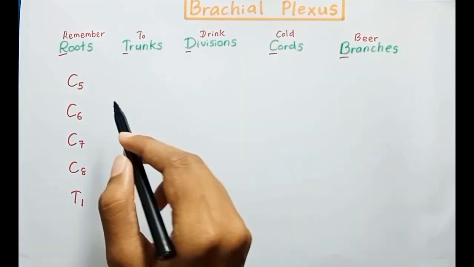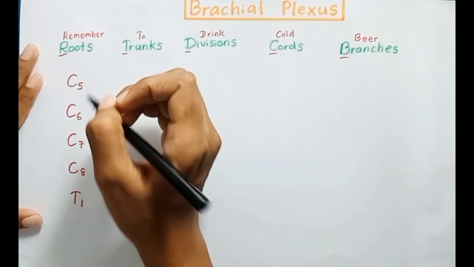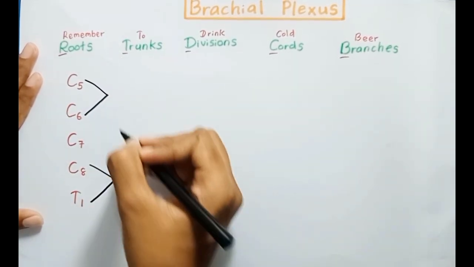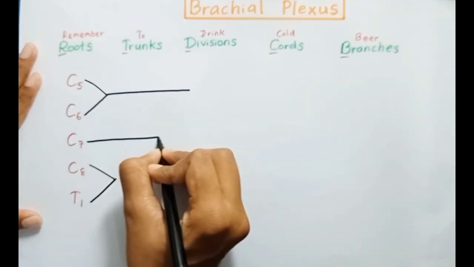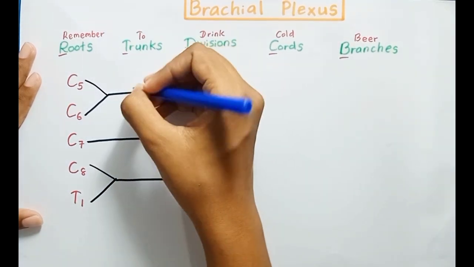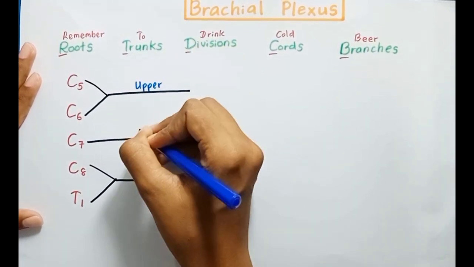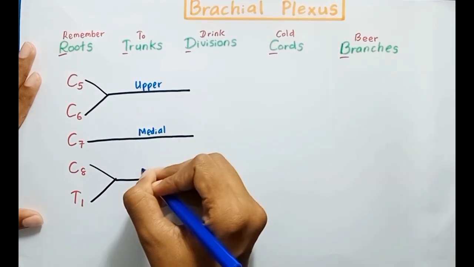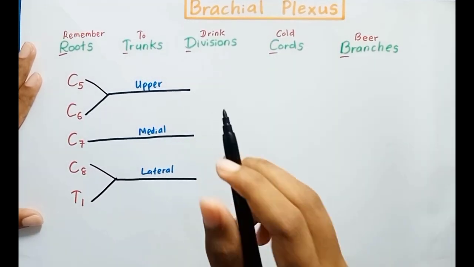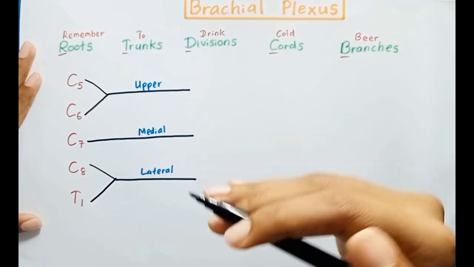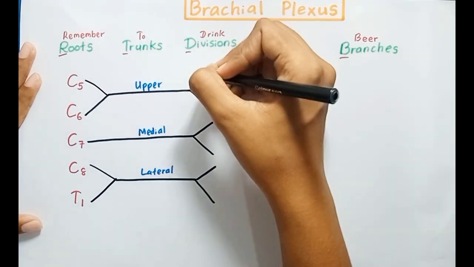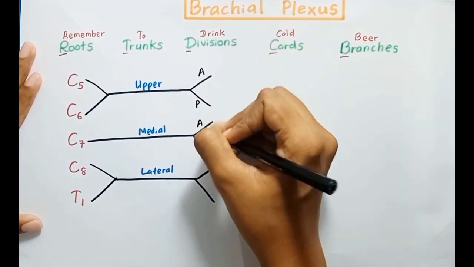These roots make 3 trunks. First we should draw 2 peaks and 3 horizontal lines. As I told, there are 3 trunks: upper, middle and lower. Now we have to divide each trunk into 2 divisions, anterior and posterior.